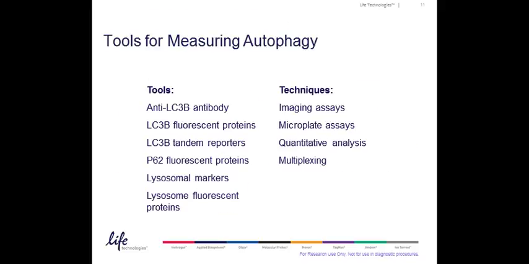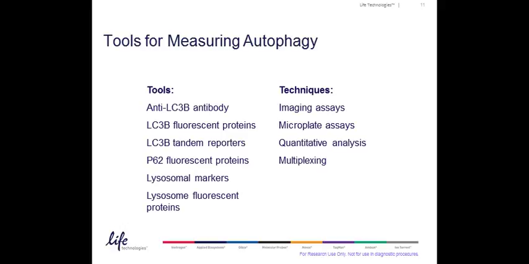So now we've gone over a few of the basic processes involved in autophagy and the role of autophagy in cellular health and disease. We can look at some of the tools that can be used to measure autophagy. These include antibodies against proteins such as LC3, fluorescent protein chimeras of LC3, as well as tandem reporters that tell us about autophagosomal maturation. One can also look at P62 recruitment through the use of fluorescent protein chimeras of P62.